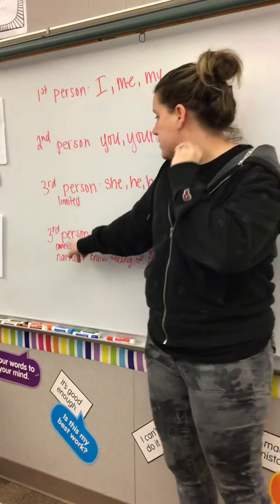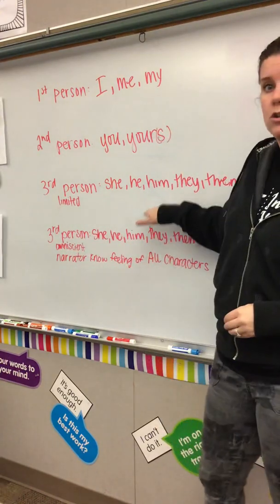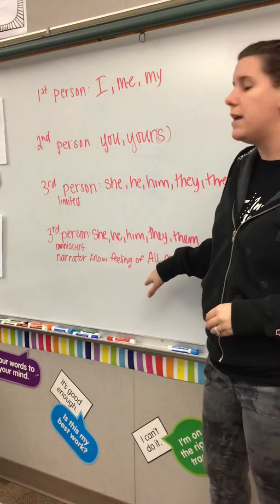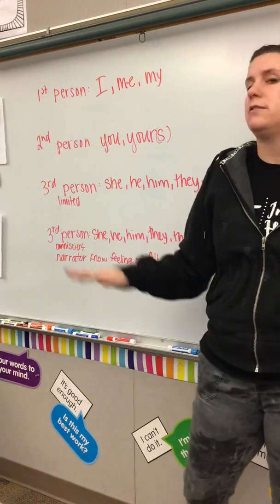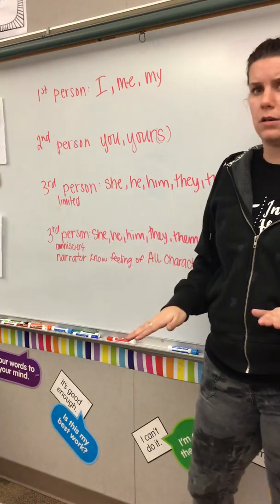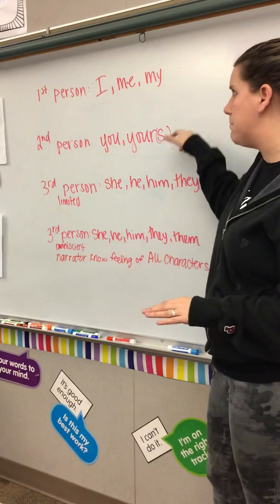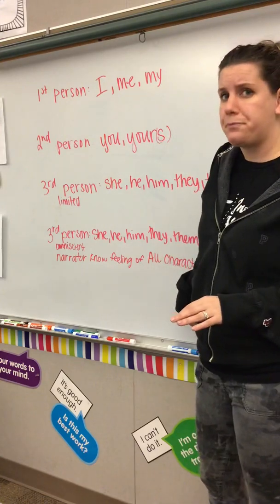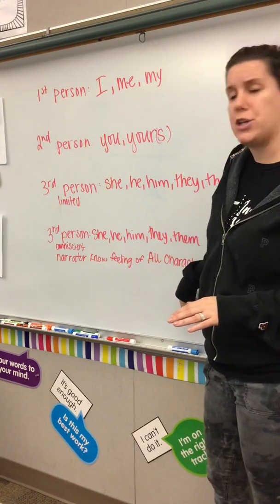We then have third person omniscient, which uses the same clue words, except this time the narrator knows the thoughts and feelings of all the characters. So keep these little clues in mind for the worksheet that you're going to be doing.